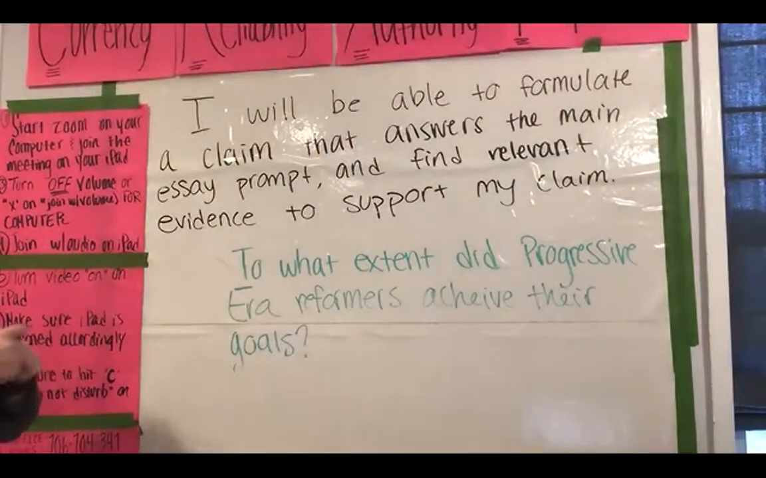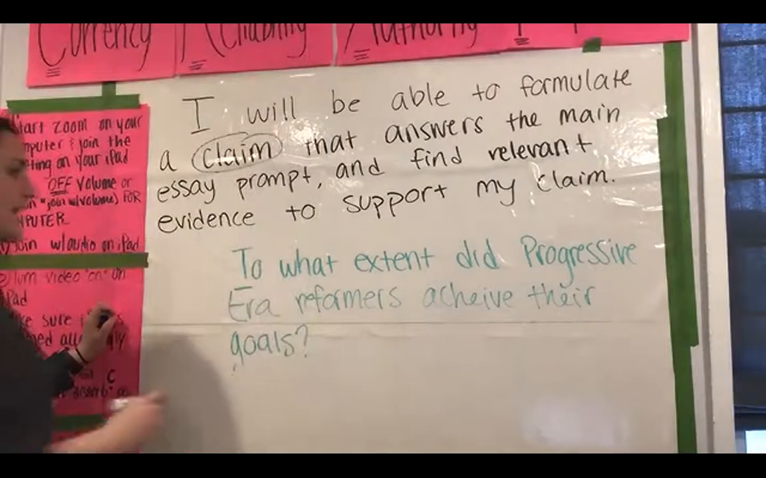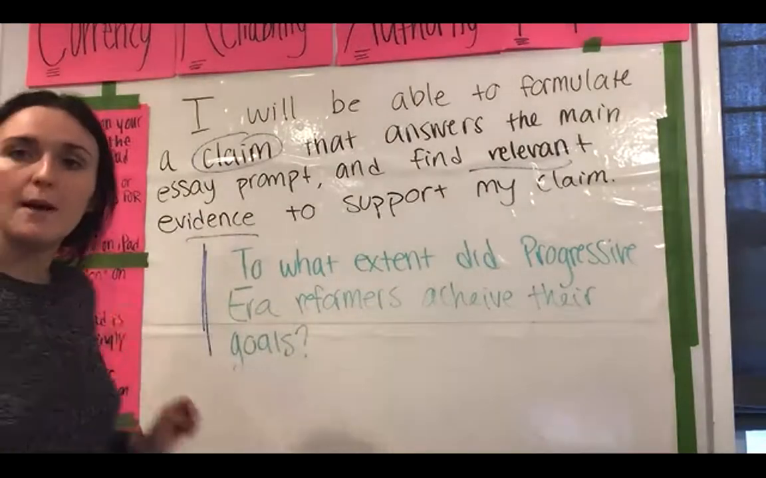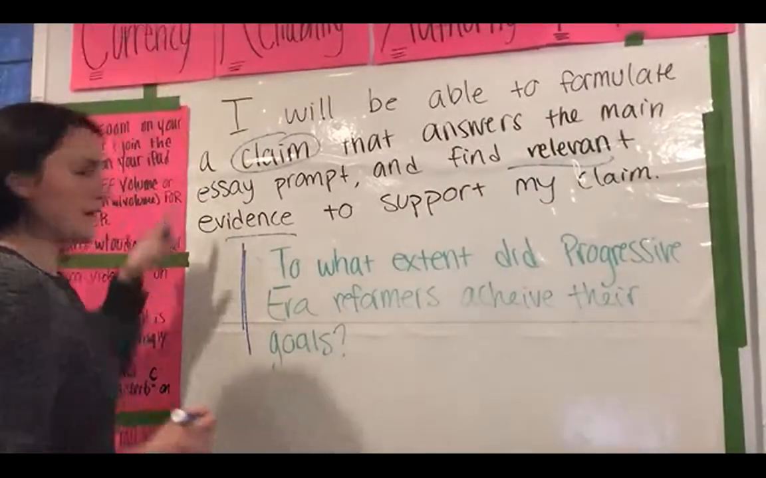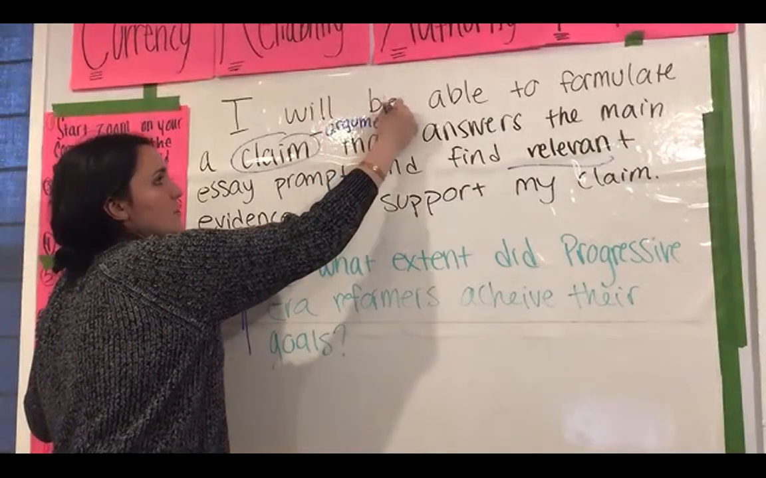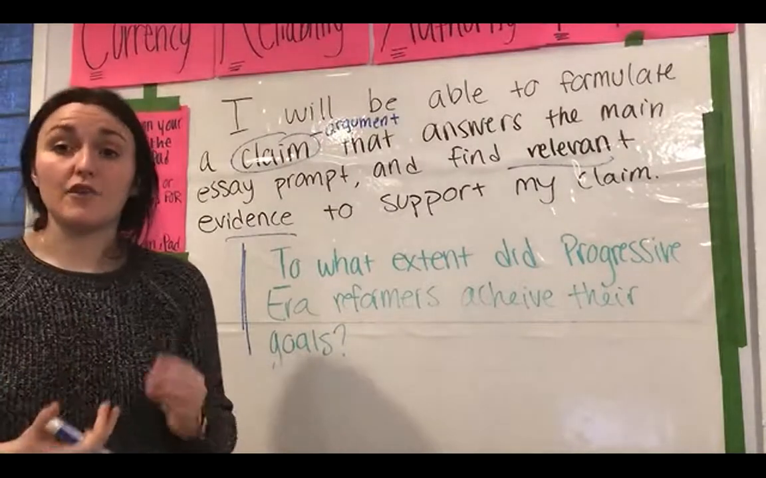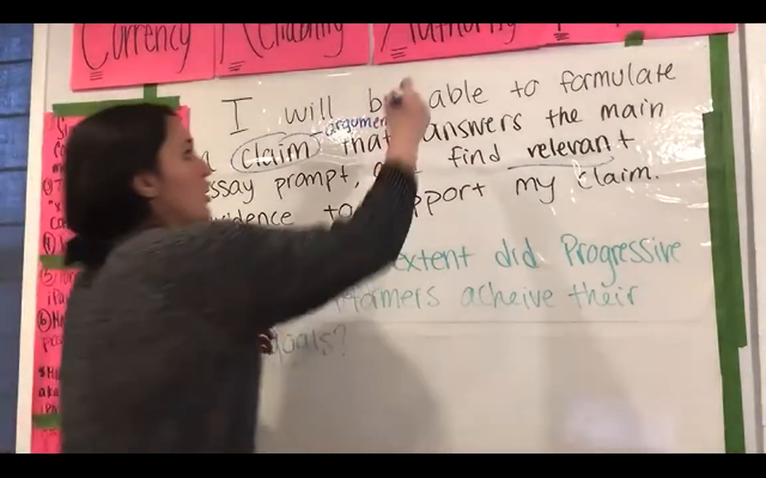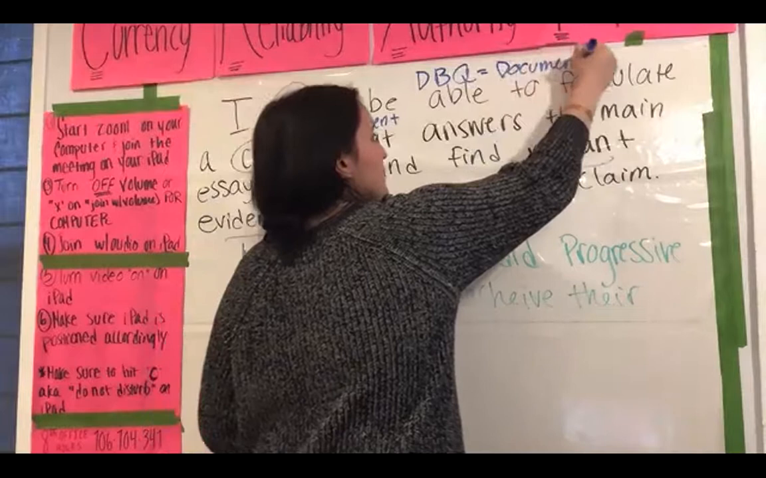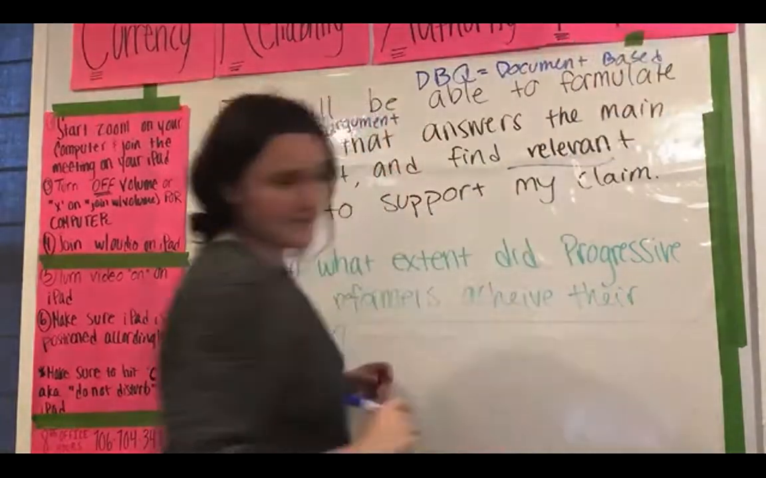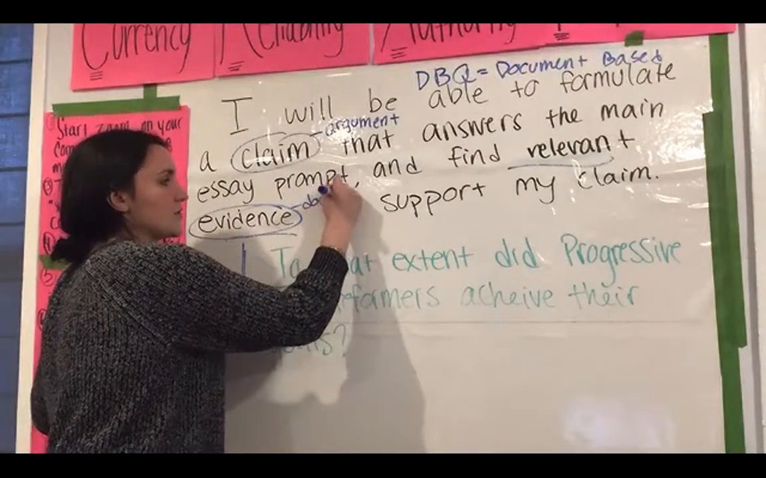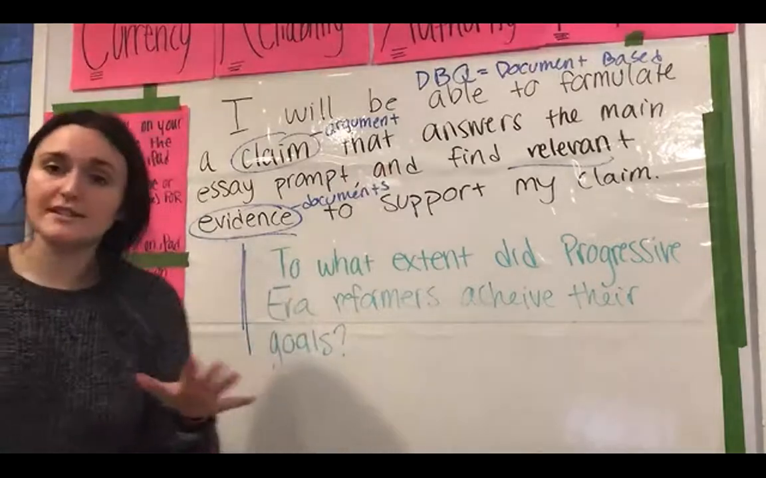I will be able to formulate a claim that answers the main essay prompt and find relevant evidence to support my claim. So obviously the term claim is one that we're used to. We know a claim basically means that you're going to advance, you're going to put forward some kind of argument. In this essay, remember it's called the DBQ essay. That means it's a document-based question essay. In this essay, all of your evidence is coming from the documents. You don't need to do any research yourself at all.